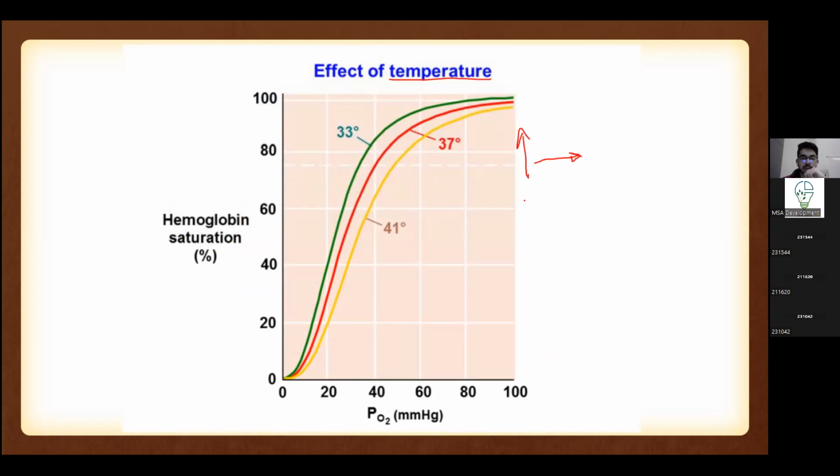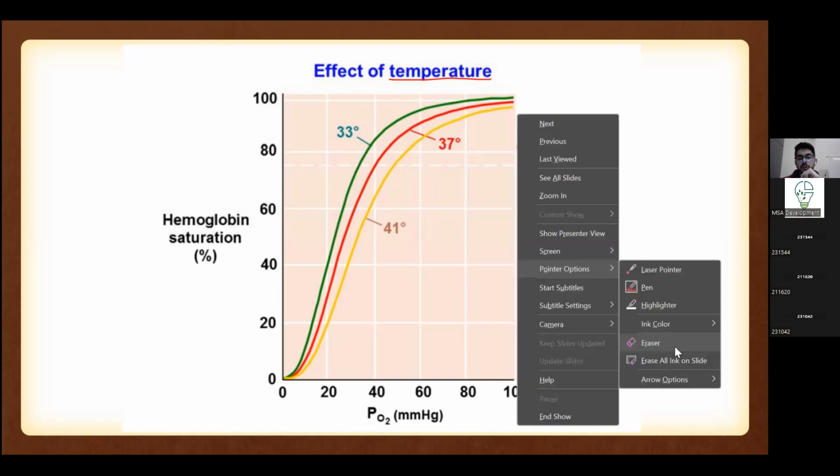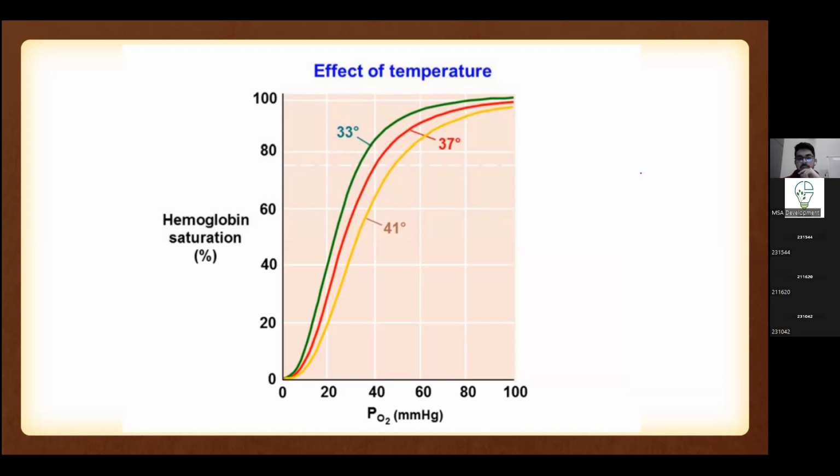On the other hand, a decrease in temperature is going to cause a shift to the left or an increase in affinity. One implication of this is when you are training and the muscle is producing heat, basically producing heat energy.